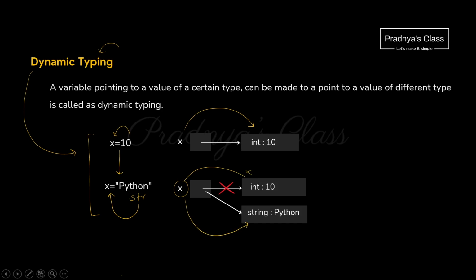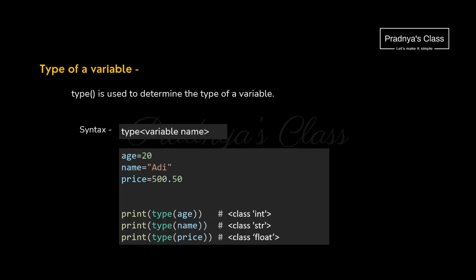We are making the same variable point to a value of a different type. It is possible because Python is a dynamically typed language. The data type of the variable depends on the value it stores at that point. Hope you got it. If you want to know the data type of a variable, we can use the function type. In this program, 3 variables are assigned and using the type function, we are checking the data type. Age is of integer type, name is string and price is of float data type. Hope you know that in Python, numbers are of 3 types: integer, float and complex numbers.